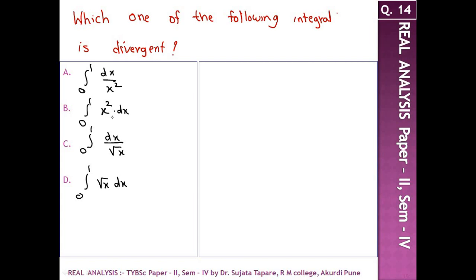Over here, observe, here p is equal to minus 2. If I shift the term to the denominator, p is equal to minus 2 and it is not greater than 1. p is equal to 1/2, not greater than 1. p is equal to minus 1/2, not greater than 1. So the correct option is A.